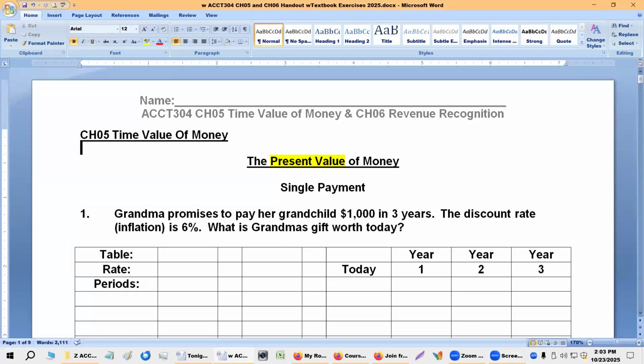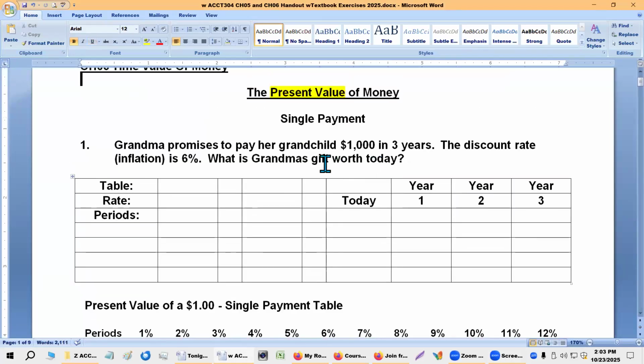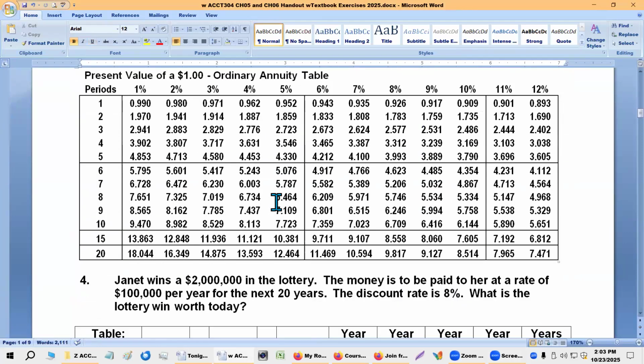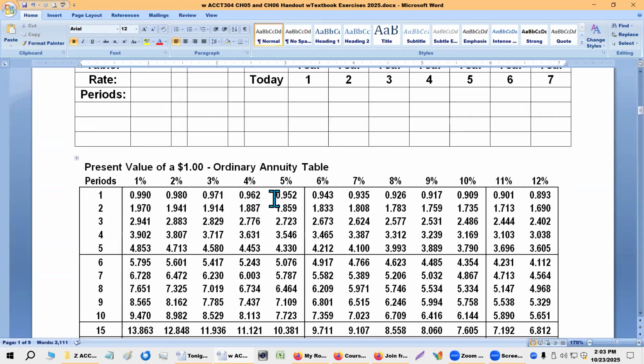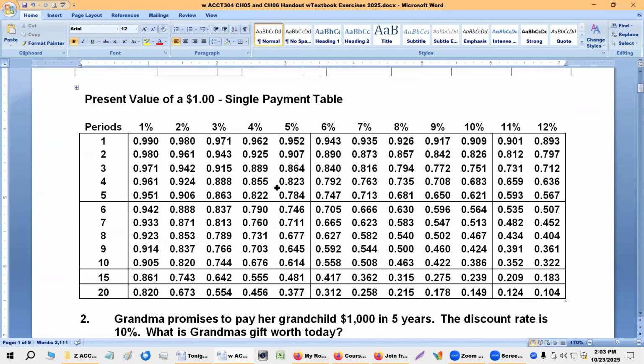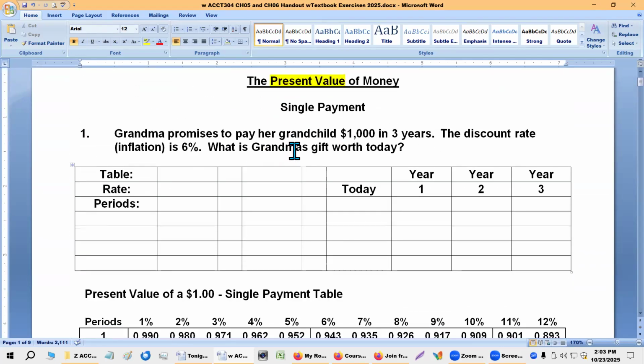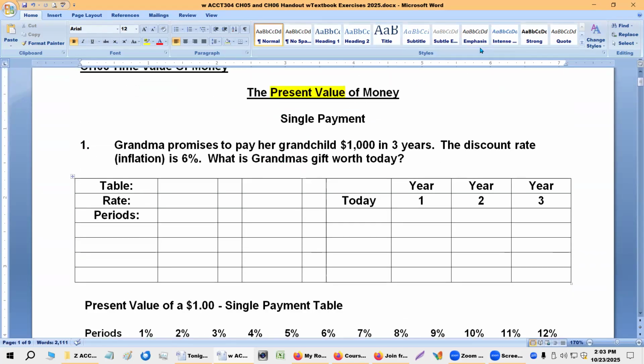Okay, so let's take a look here. Present value of money. The first couple pages here are just going into the present value of money. And we're going to use tables for a couple of reasons, but probably the most important one is when you take the CPA exam, they usually give you factors from tables.